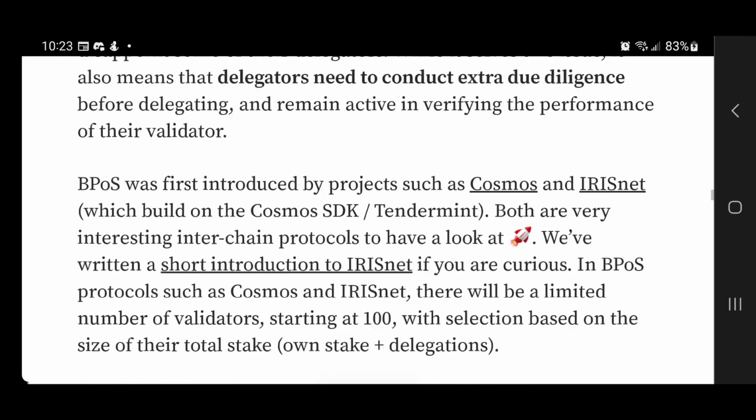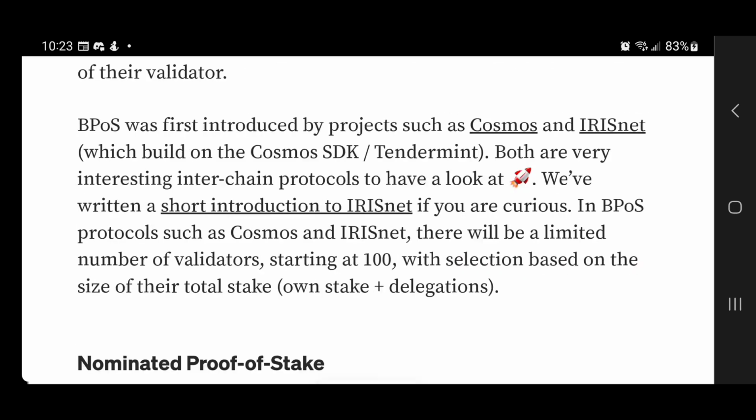Bonded proof of stake was first introduced by projects such as Cosmos and IrisNet, which was built on the Cosmos SDK and Tendermint. Both are very interesting in their interchain protocols to have a look at. We've written a short introduction to IrisNet if you're curious. In bonded proof of stake protocols such as Cosmos and IrisNet, there will be a limited number of validators, starting at 100, with a selection based on the size of the total stake, own stake plus delegators.